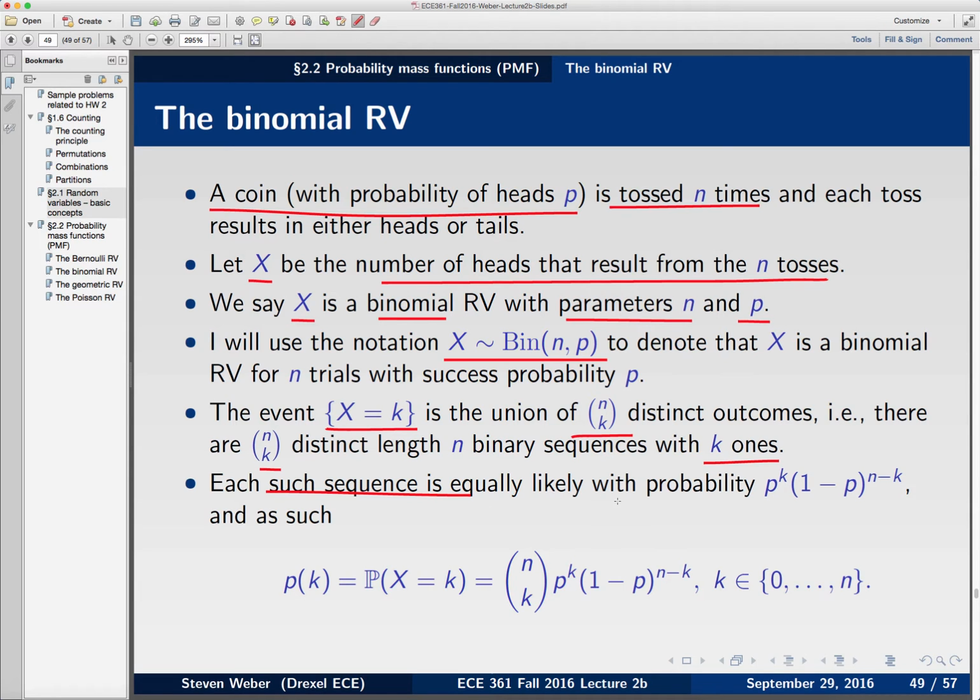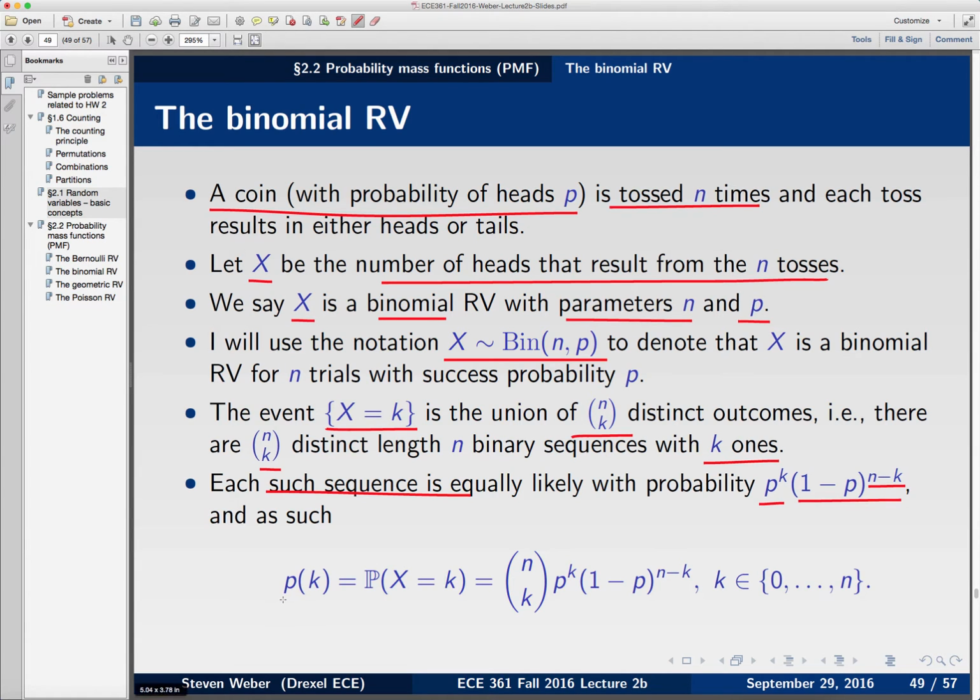Any such sequence will have the same probability, namely p to the k times 1 minus p to the n minus k. Here, p to the k is the probability of success, and since I must have success on k trials, I must have p times p times p, k-fold, to get the probability of those k successes. But I also must have failures on n minus k of the trials, and each trial is a failure with probability 1 minus p. And therefore, the probability of n minus k failures is 1 minus p to the n minus k.